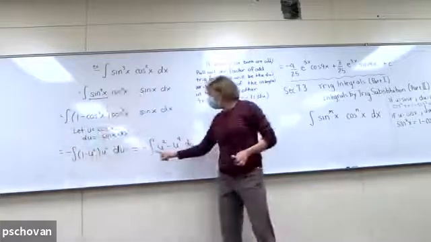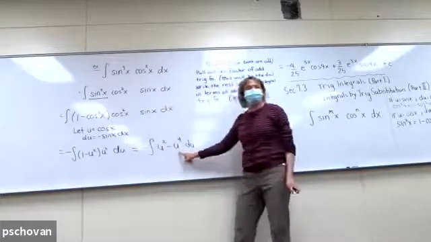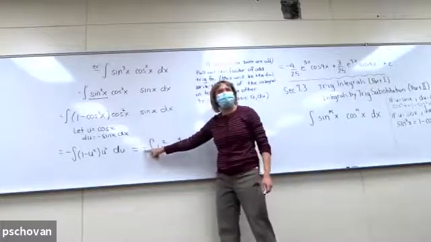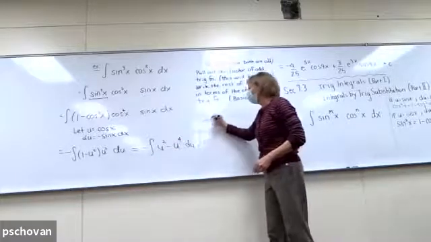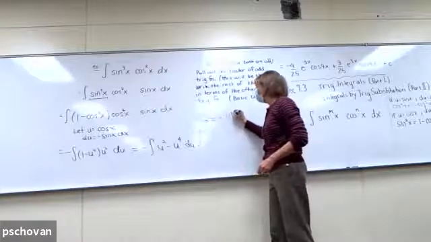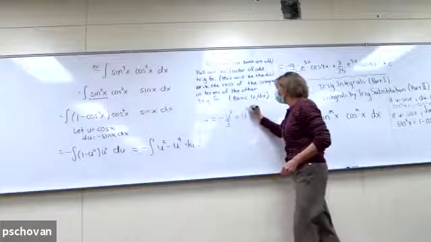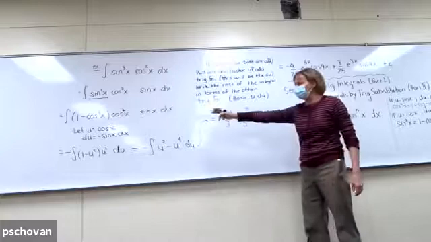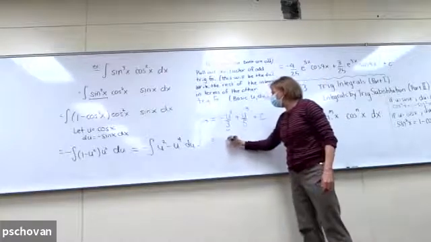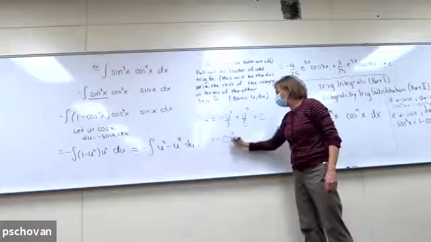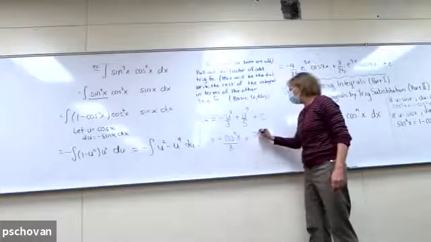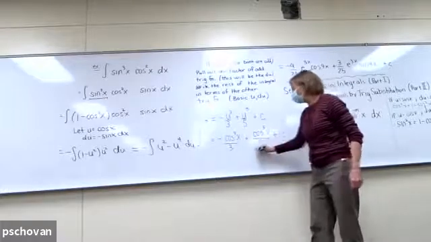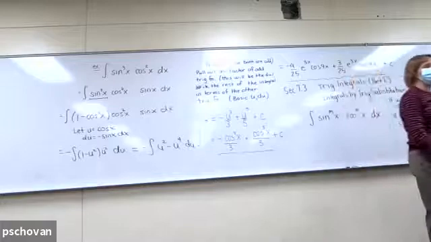So let's just integrate and get a u cubed over 3 minus u to the fourth over 4. I'm sorry, u to the fifth over 5. And let's distribute the minus sign. And each u is the cosine of x. Works like a charm.